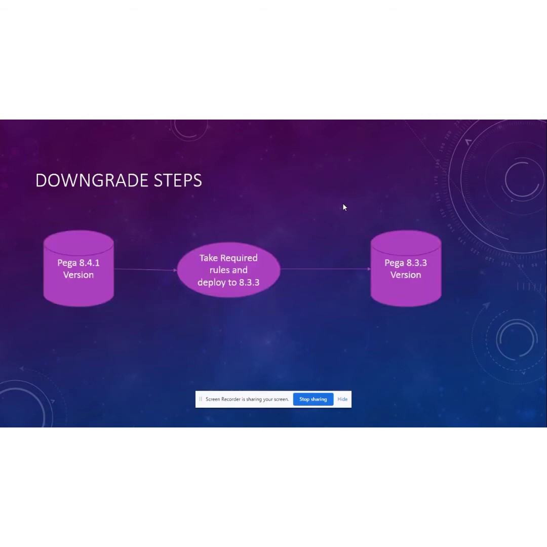If you see the diagram, I have an 8.41 version application, which is already developed. What we are doing is taking the required rules from 8.41 and deploying them to the 8.33 application. We install the 8.33 application separately and then deploy the required code from the 8.4 Cosmos or linked rulesets into the 8.33 version. This is today's topic that we are going to discuss.